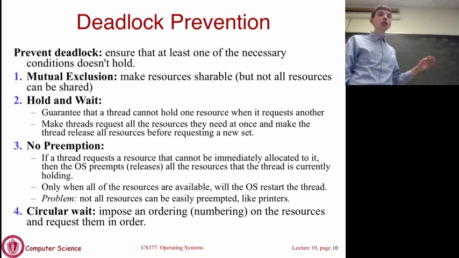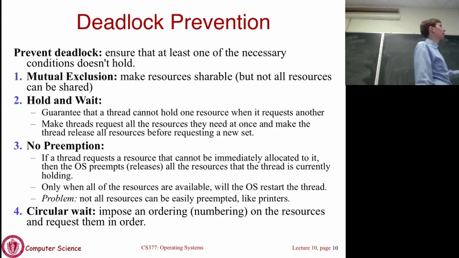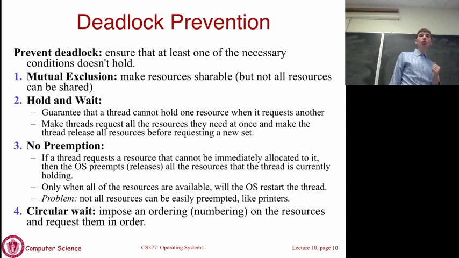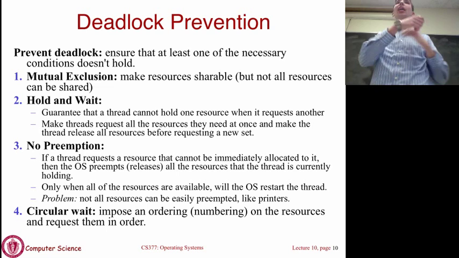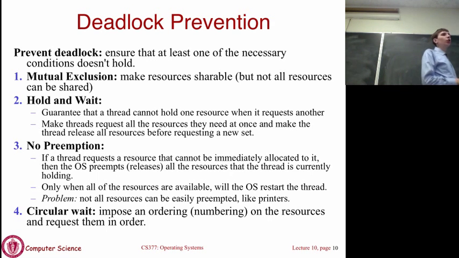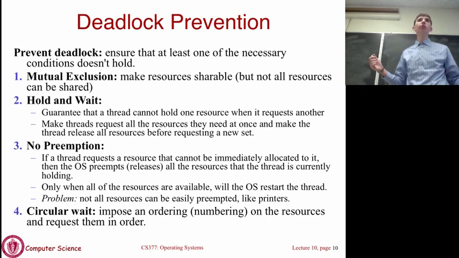So essentially, the most useful way to do this is by looking at this fourth condition, circular wait. If we want to force circular wait to never be a condition, one very easy way we can do that is essentially taking all of our resources, giving them some numbering, and then ensuring that you only request resources in, say, ascending order.